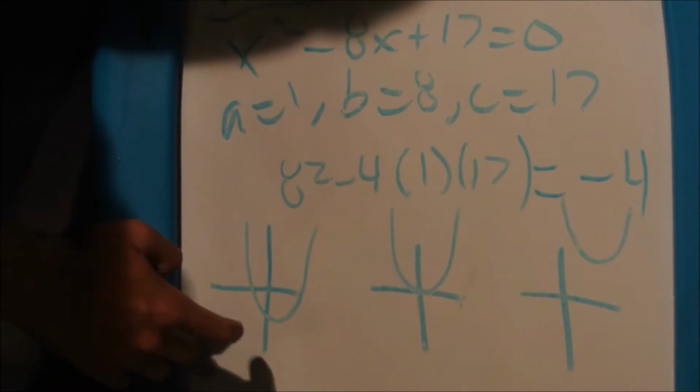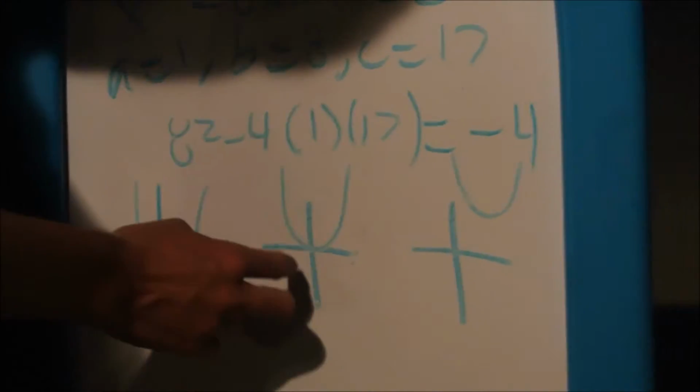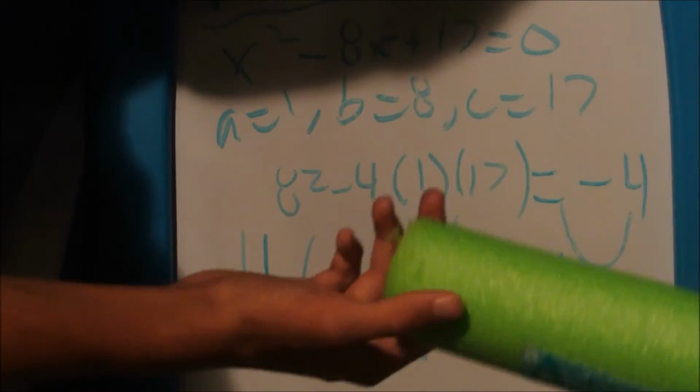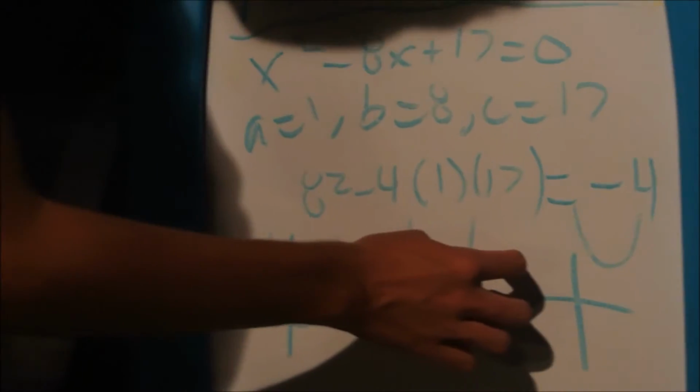On a graph, to figure out the number of real solutions, this represents 2 real solutions because it intercepts the x-axis at 2 points. This represents 1 real solution because it intercepts the x-axis at 1 point, being the vertex. And this represents no real solutions because it does not touch the x-axis at all.